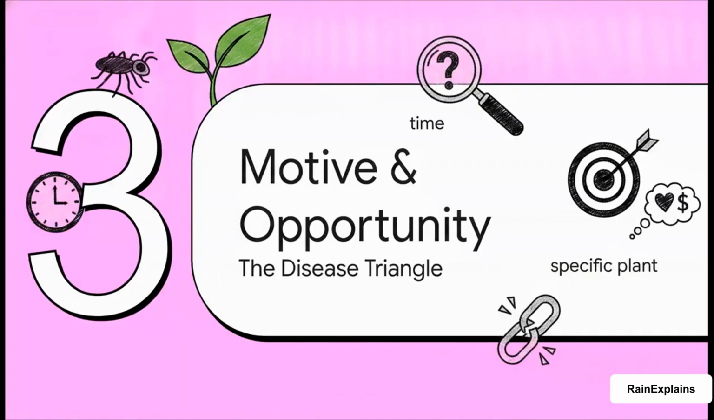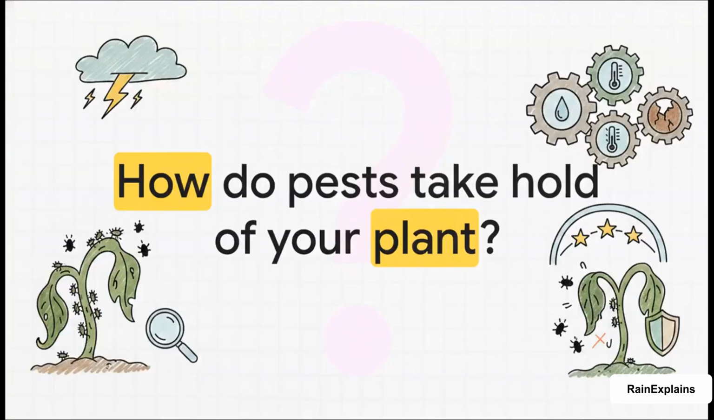All right, section 3, the motive and opportunity, the disease triangle. So, we know our suspects, and we know their methods. But to truly crack the case, we have to step back and ask, what specific conditions are actually required for a pest to successfully establish a full-blown infestation? You see, pests don't just magically appear out of nowhere and destroy a perfectly healthy, resilient plant. It turns out the stars really have to align for the bugs to win.